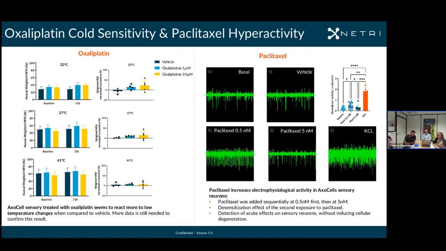We were potentially expecting more increase of activity, but we are guessing that we have a desensitization effect on the second exposure to paclitaxel. And we know the cells can respond because our positive control was clear when we used KCl. So we can really detect acute effects that are not inducing cellular degeneration. Because from the previous slide, when we tested 5 nanomolar, we didn't have any morphological or phenotypic effect on the neurons.